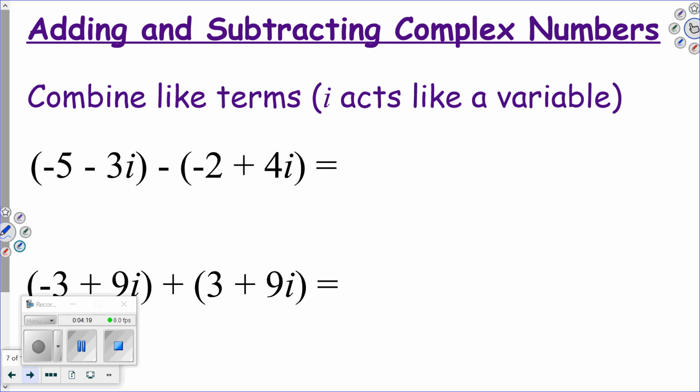All right, so why don't you guys try these two on your own? All right, so how do we do here? What do we have to do with the first one? Distribute what? That negative? Yeah, we got to distribute that negative. Do I distribute anything to here?